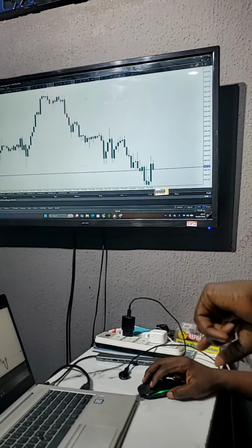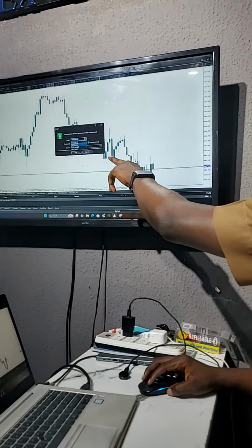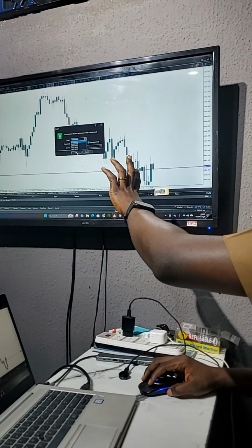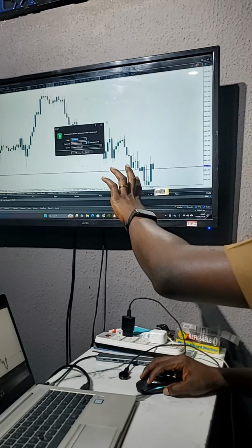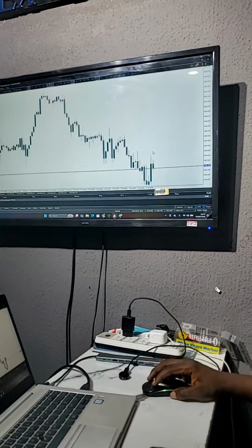Like this particular one, you may think there's no account inside, though. If you click here, you'll see all those are different accounts. If I click, I just enter. But it is always easier for me to manage when I open different windows of MT5 here. I will just click on it.